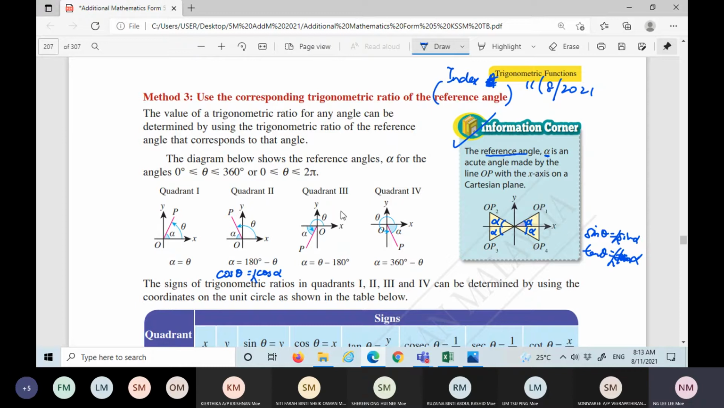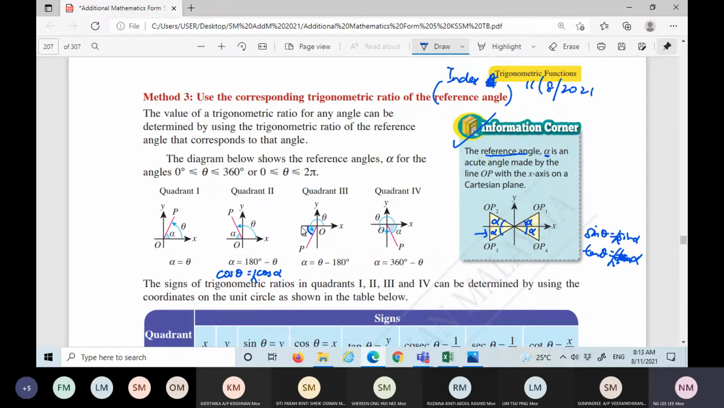Then if the angle falls in the third quadrant, remember this butterfly shape. So the alpha is here, this one. How to find this alpha? Same thing, very simple.